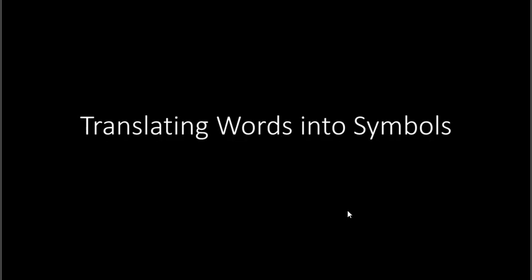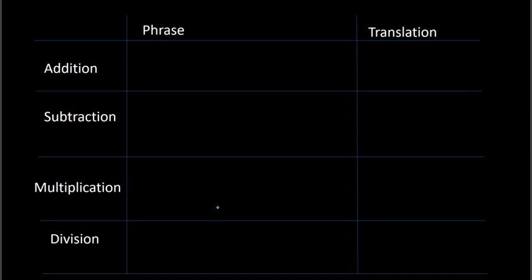In this video, you will learn how to translate words into math notation. So we have four main operations to discuss: addition, subtraction, multiplication, and division. And for each of these, there are different words that signify which operation you are doing. In the next few moments, you will see a particular word in the phrase that is underlined.